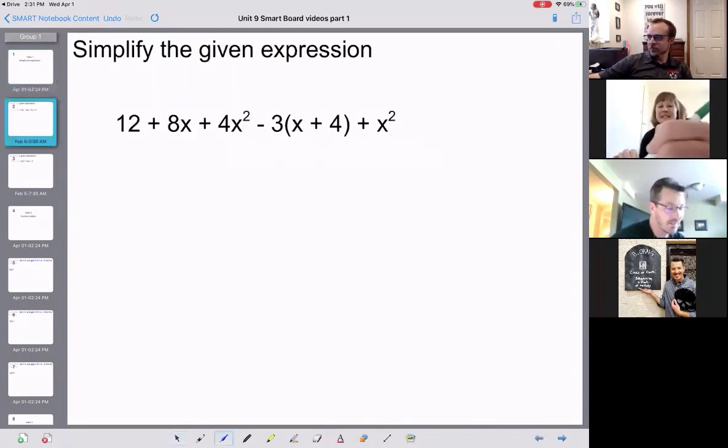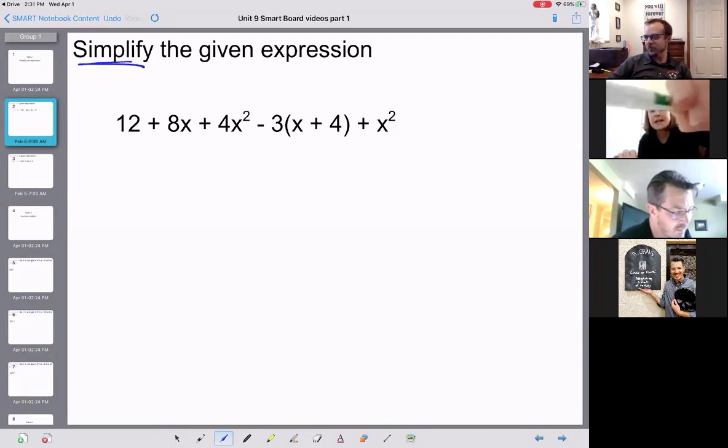We have 12 plus 8x plus 4x squared minus 3 times the group x plus 4 plus x to the second power. Remember, when you see the word simplify, which I'm underlining, that means we're going to get rid of all parentheses and we're going to combine like terms. We have to follow the order of operations.